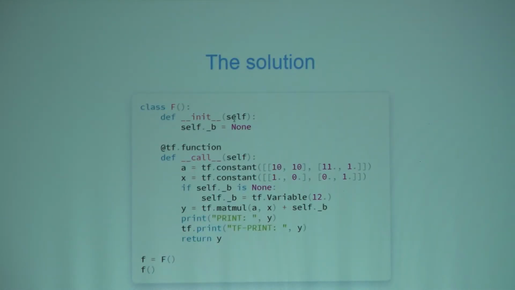So this is the solution. The solution is to break the function, so take care of the variable's definition manually. What we can do is use an object-oriented approach. We can define our variables in the init of the function to none. Then we can define the call. This is, of course, when the function gets called. We have our definition of the constant nodes, but a special treatment for the variable. So when self-b is none, we do the first and only definition of the variable object. In this way, everything goes as we expect.